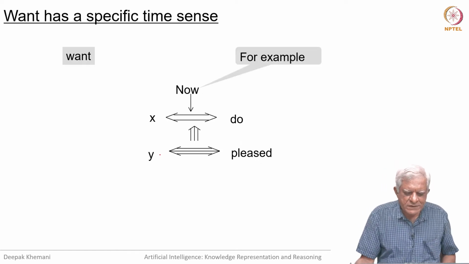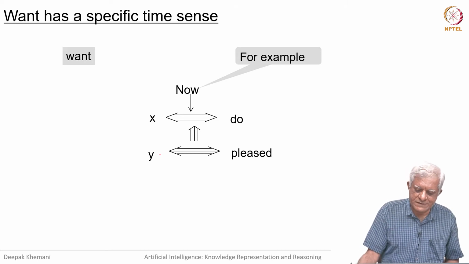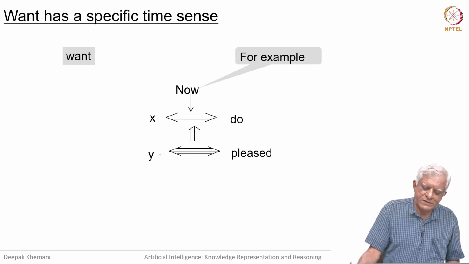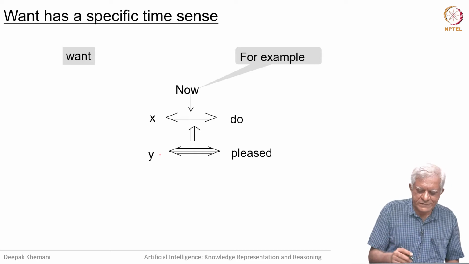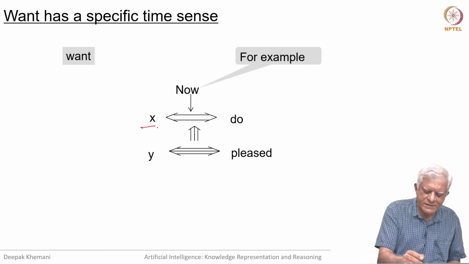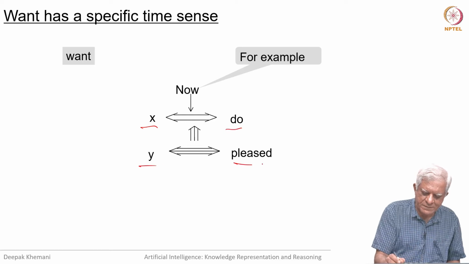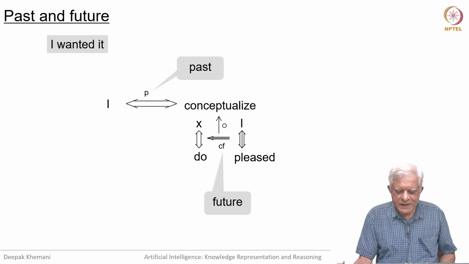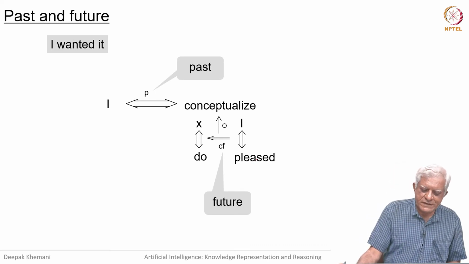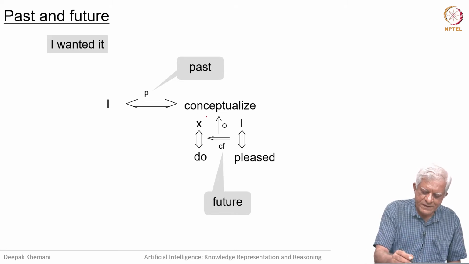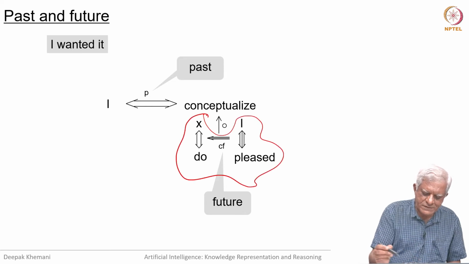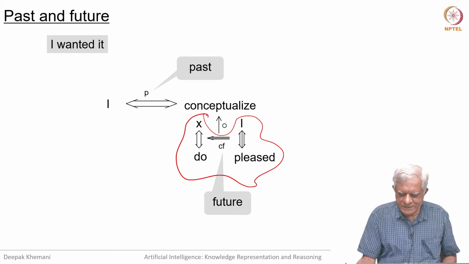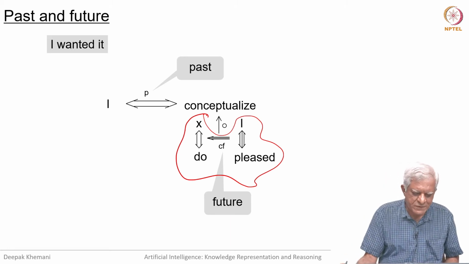So, here is the word want, which has a specific time sense. If I say I want, it basically means that if X does something, then Y would be happy. If you want to say I wanted it, then I would say in the past I was thinking that if X did something in the future, I would be happy. The pleased and happy I am using as synonyms.